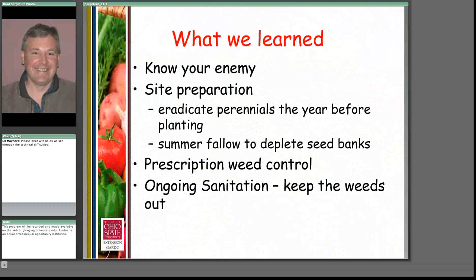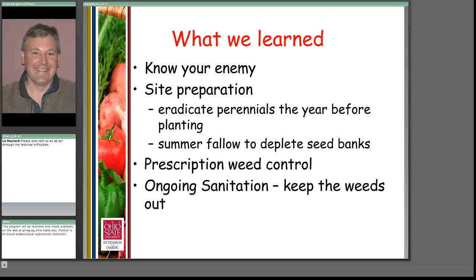So again, what did we learn tonight? Know our enemy, know what those weeds are, know which ones we're going to be having to contend with, and let's control them well in advance. Eradicate those perennials the year before at least. Summer fallow them to deplete the weed seed banks, keep tilling them.